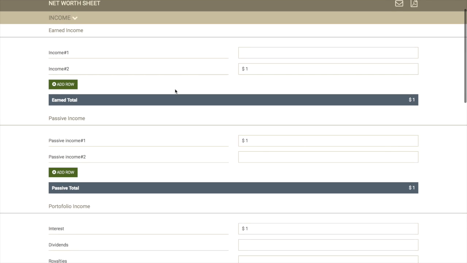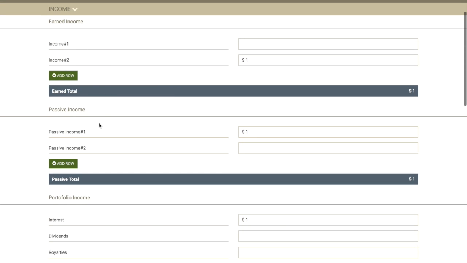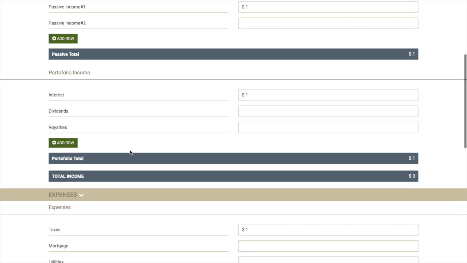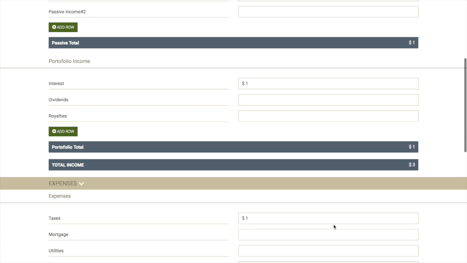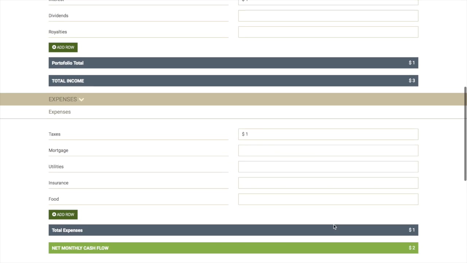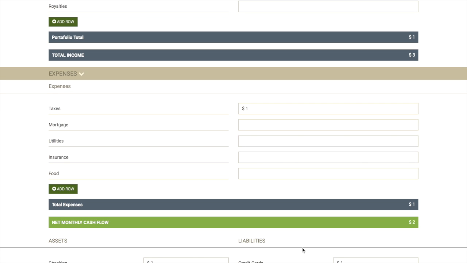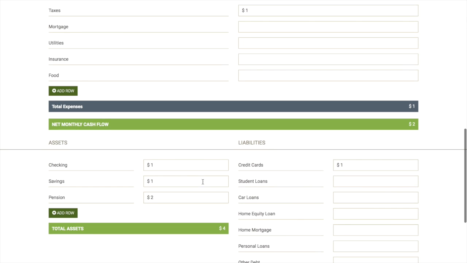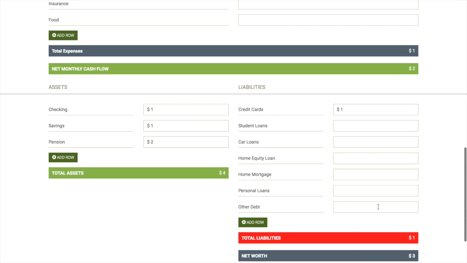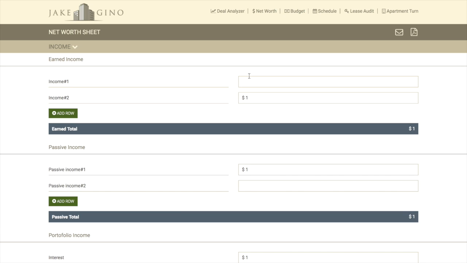Net worth is great because you have your earned income, your passive income, and your portfolio income. We even calculate your total income and your monthly cash flow, which is great, which is what everyone should be doing. You want to know exactly how much money is left over at the end of the month. A lot of us have more month at the end of the money. With this calculator, that's not going to happen. Underneath here, you have assets and you have liabilities and you have your net worth. This net worth sheet is really powerful because you're going to be sending this off to banks to start securing financing. Let's go to the next one.